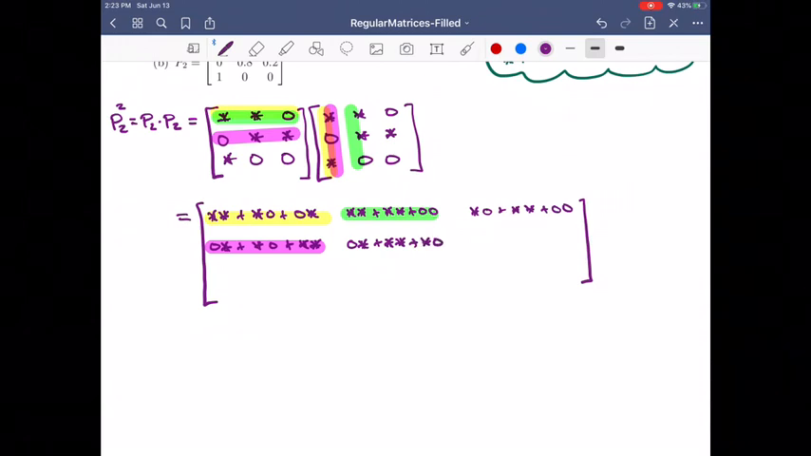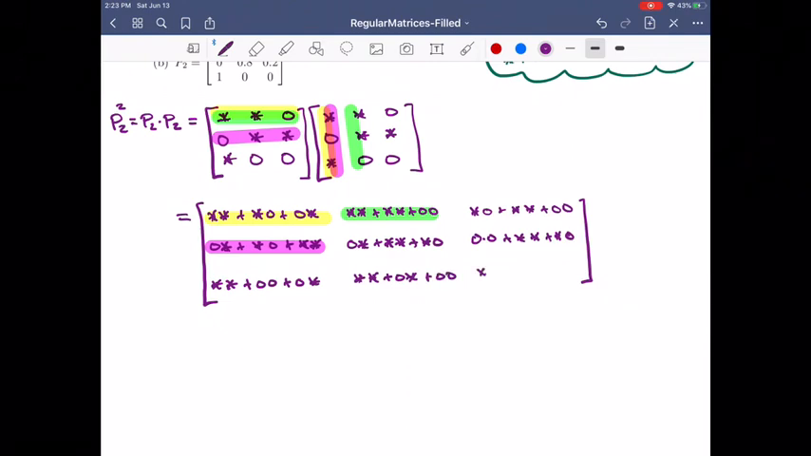Okay, you don't have to write this out every time. I want to illustrate what's going on. So then I have a 0 times a 0 plus a star times a star plus a star times a 0. Okay, now I'm doing the last row. Okay, so it's a star times a star plus a 0 and a 0 plus a 0 and a star. Then I have a star and a star plus a 0 and a star plus a 0 and a 0. Then I have star and 0 plus 0 and star plus 0 and 0.